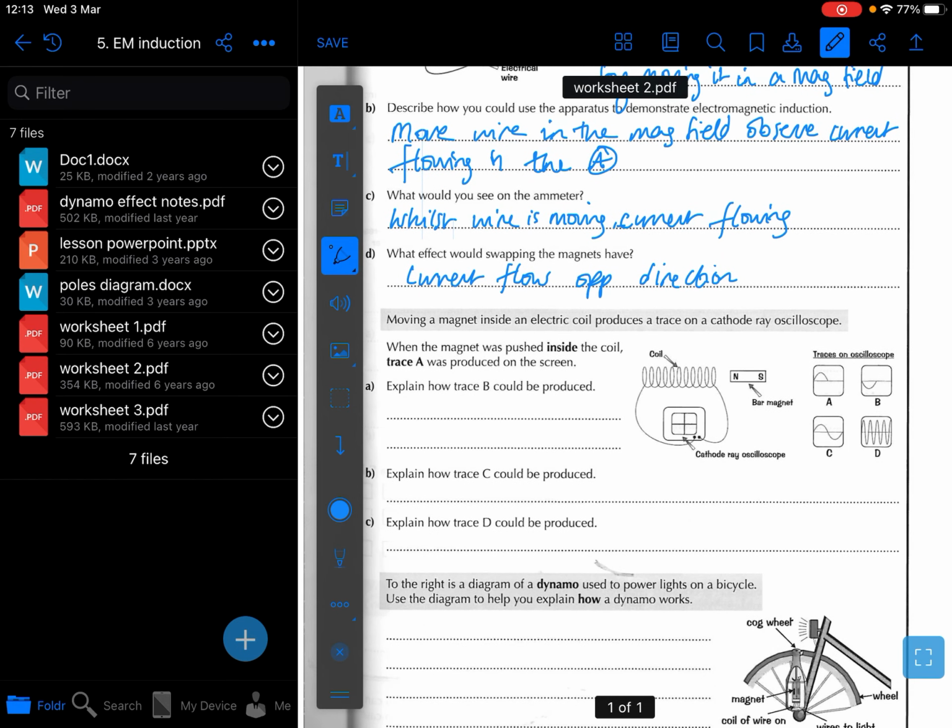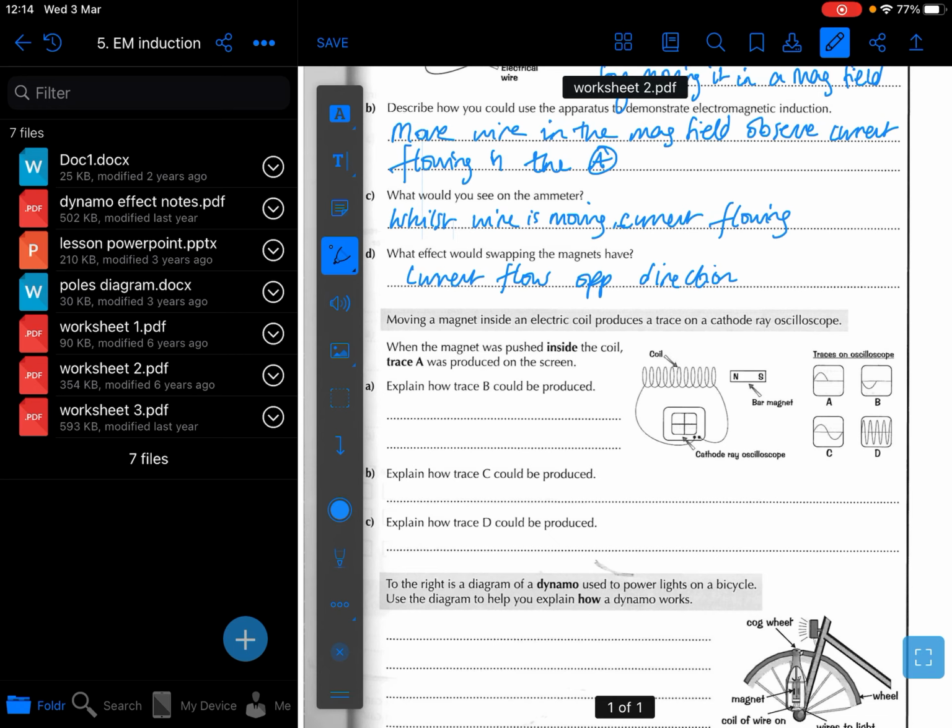Right, moving a magnet inside an electric coil produces a trace on a cathode ray oscilloscope. Now, we haven't used oscilloscopes, but we will. They're just a machine which shows you traces. You can use them for sounds as well. When a magnet was pushed inside the coil, trace A was produced on the screen. Lovely. Explain how trace B could be produced.